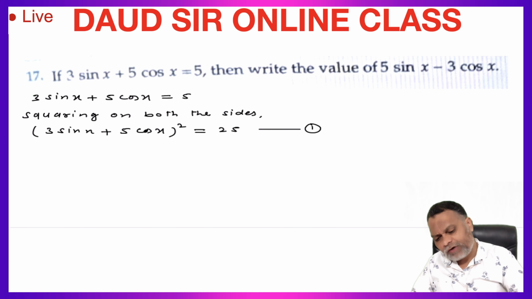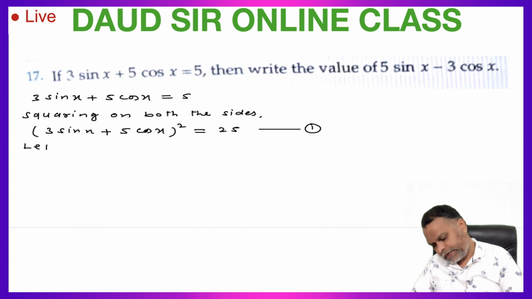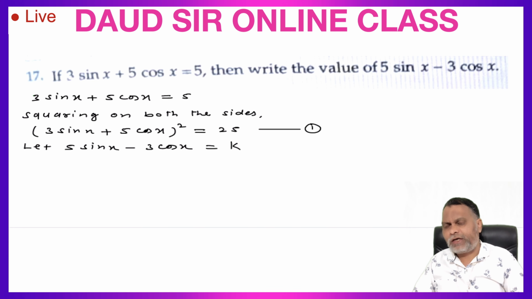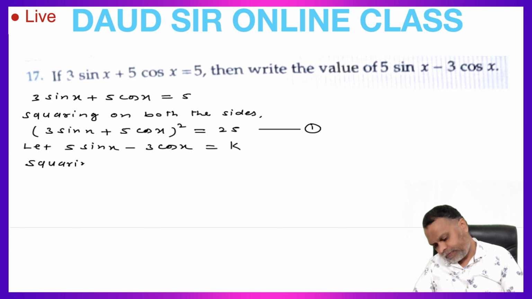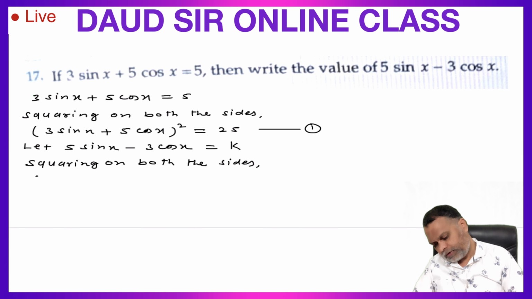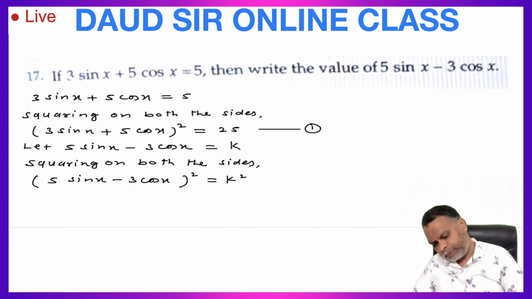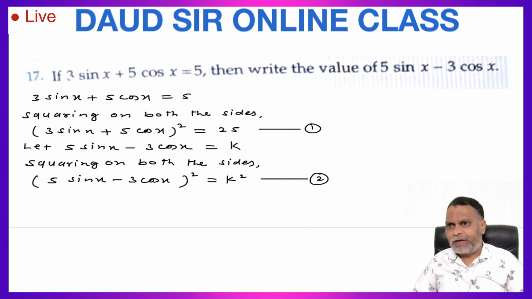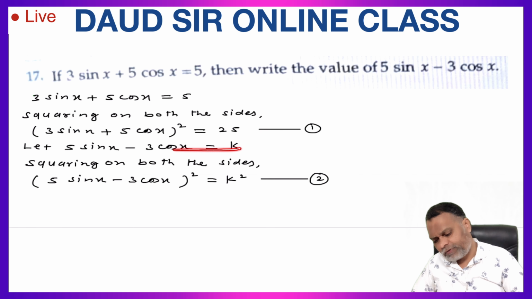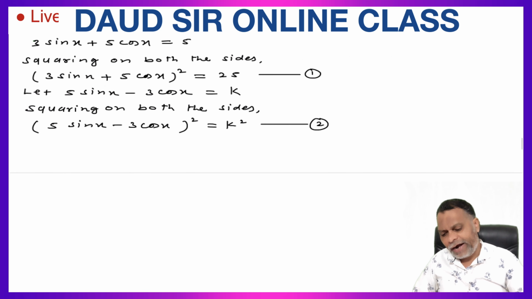Now we have to find the value of this, so we can consider let 5 sin x minus 3 cos x is equal to k. Anything we can consider. So I consider this equal to k so that we can calculate its value easily. Again squaring on both sides, (5 sin x minus 3 cos x) whole square is equal to k square. Suppose this is equation second. Add equation first and second for the value of k. After adding equation first and second, we can get the value of k, which will be equal to our requirement, 5 sin x minus 3 cos x. So adding equation 1 and equation 2.